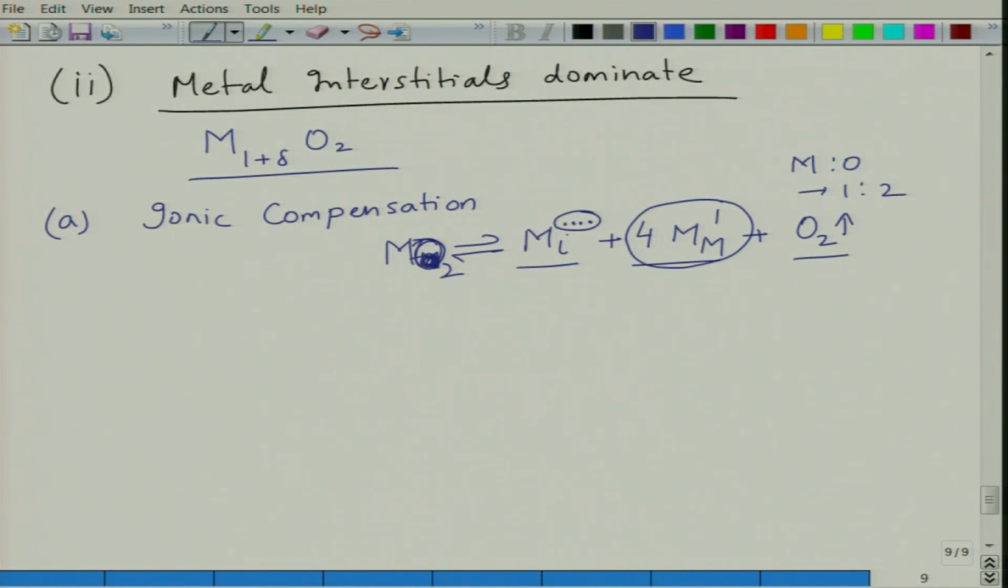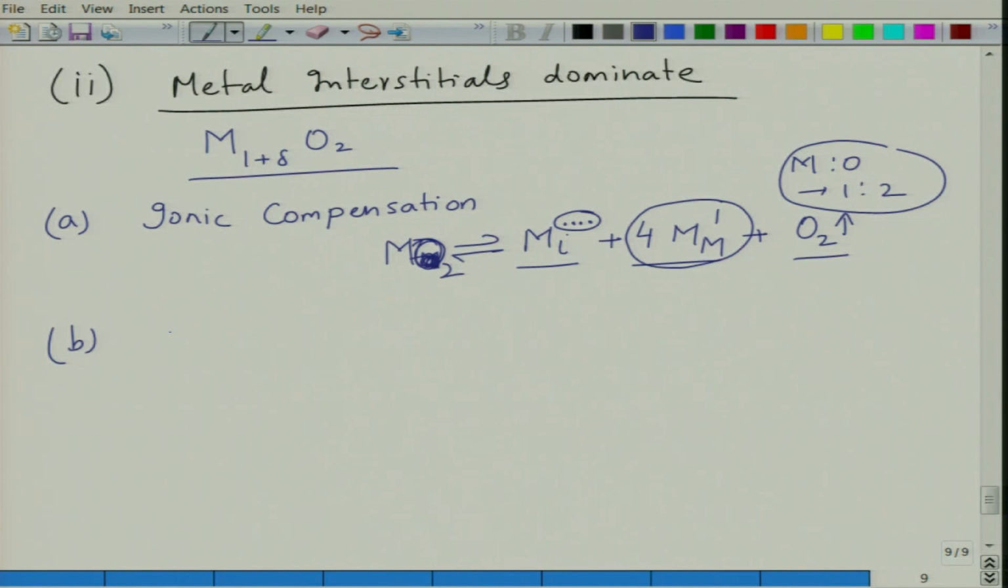Out of one molecule of MO2, the metal goes to a metal interstitial site and the oxygen goes out, thereby not creating any extra sites. So site conservation is there, but you have extra metal in the form of interstitial, not in the form of a host site. We have not created any host sites, which means M to O equal to 1 to 2 is preserved. We preserve the sites, the masses, and the charges. So this is ionic compensation.